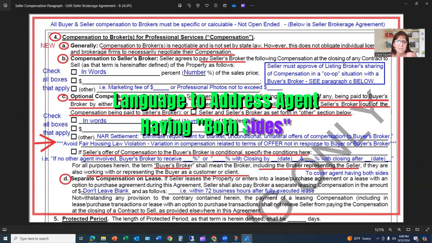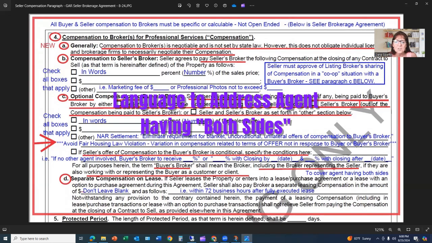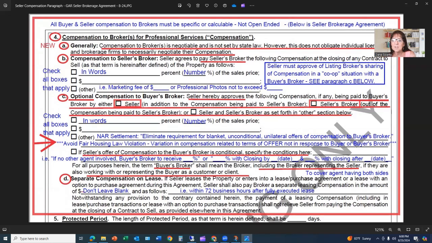Additionally, it goes on to say that for all purposes herein, the term buyer's broker shall mean broker, including the broker representing the seller, if they are also working with or representing the buyer as a customer or client. Okay, now that's a bit confusing too. What is that all about?